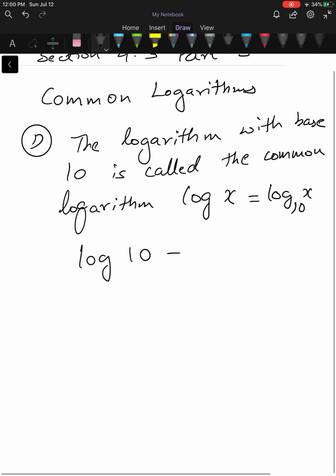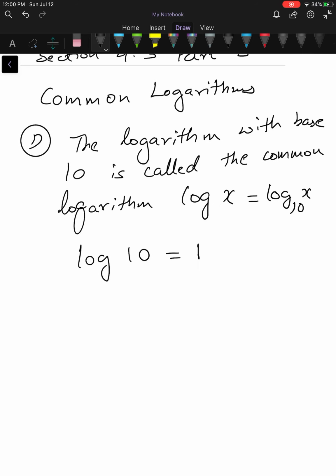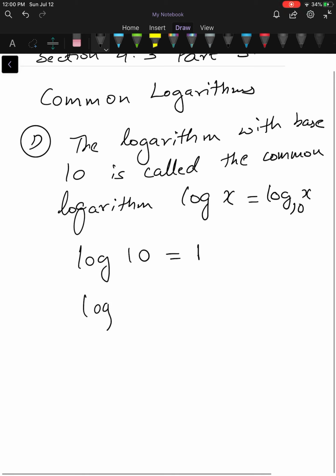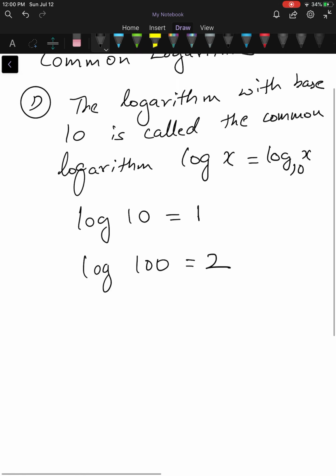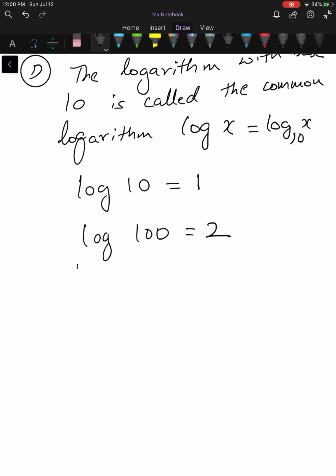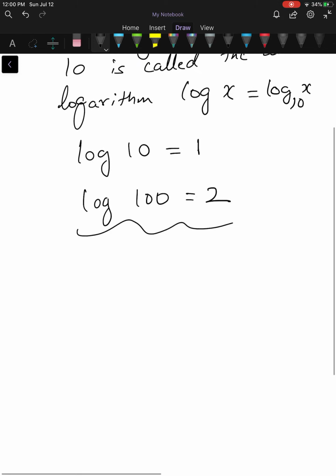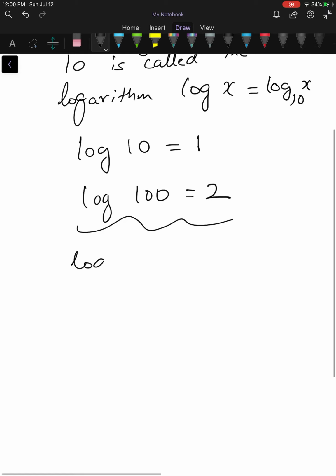From the definition of logarithms, log 10 is the exponent for which 10 has to be raised to get 10, so that would be 1. And what is log 100? It is the power for which 10 has to be raised to get 100, it is 2. So log 100 is 2. But how do we find this? These are very easy to find using just the definition.